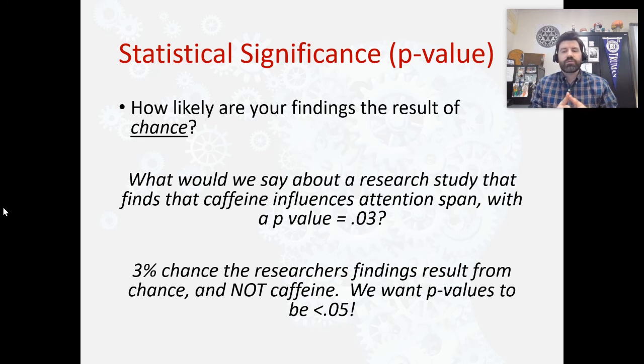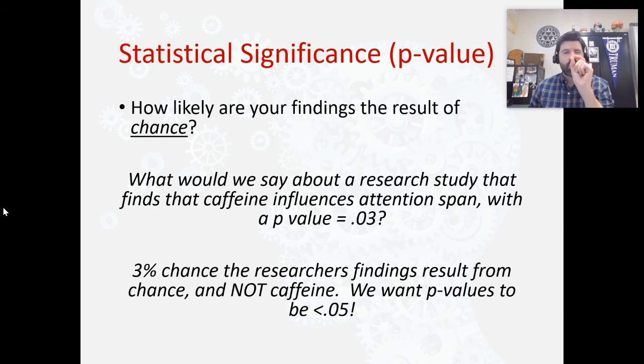And so let's look at the middle of our slide here. What would we say about a research study that finds that caffeine influences attention span with a p-value of 0.03? P-value is the statistical significance. Well, what we would say is that researchers believe there's about a 3% chance, 0.03, that attention span changed for some other reason. But they're 97% confident, right? 100 minus 3. They're 97% confident that attention span changed as a result of the caffeine.